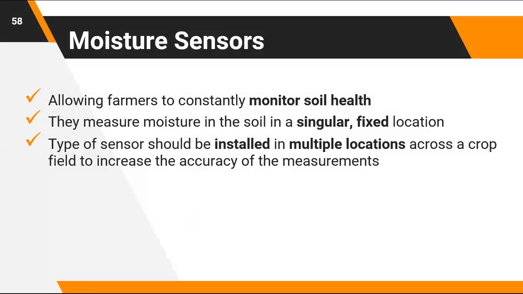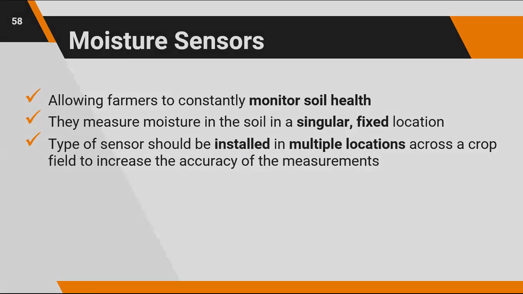The next type of sensor is the moisture sensor. It is used to measure the moisture content inside the soil. It is frequently used by farmers, helping them monitor the health of a particular soil. These sensors should be fixed in a single location so that you can get a good output from them, which is why I mentioned it in bold. They can also be installed in multiple locations, which will give you multiple inputs.